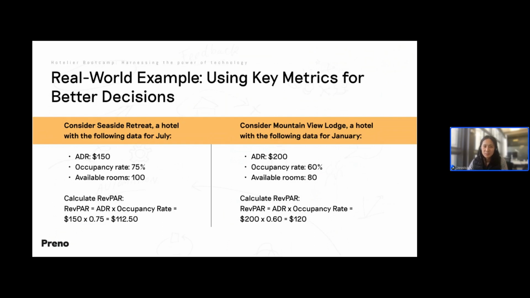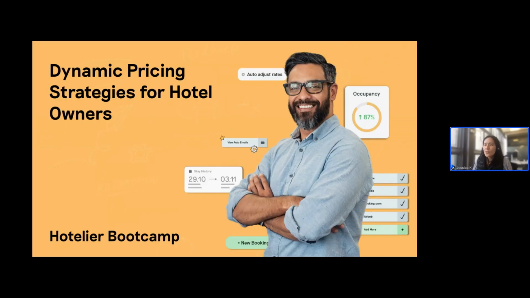And obviously, because it's so easy to do, we do recommend that you track this over time and monitor the changes and make the adjustments. So next up, we have dynamic pricing strategies for hotel owners.